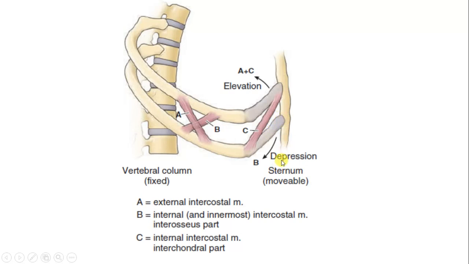So here we see how they depress the rib, and here we see the direction of the fibers. A is the external intercostal muscle. B is the internal intercostal muscle. And C is the internal intercostal muscle, interchondral part. Posteriorly the internal intercostal muscle is absent and replaced by the membrane, but anteriorly the fibers are present. A plus C, the external intercostal and the interchondral part of the internal intercostal, will elevate the ribs. And the B part, the part of internal intercostal muscle between the bony parts of the ribs, will depress the ribs. It's also common sense that when A elevates, B will depress the rib.